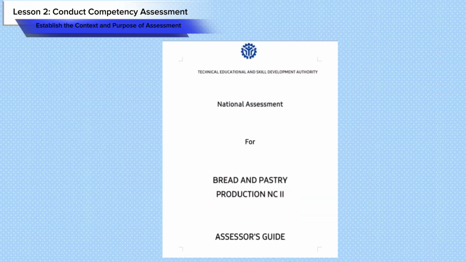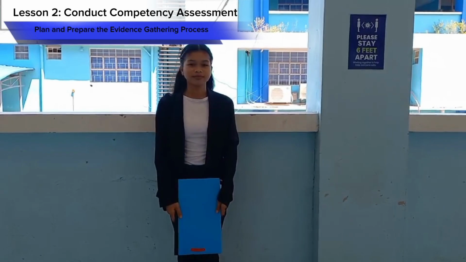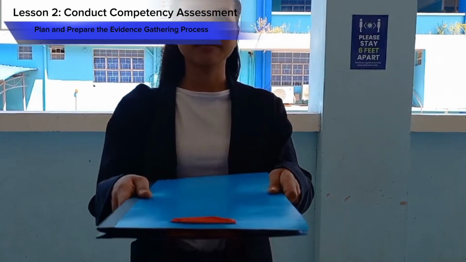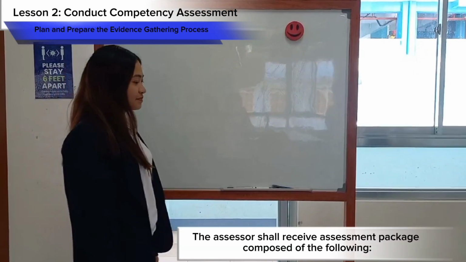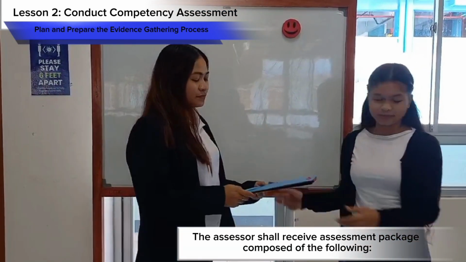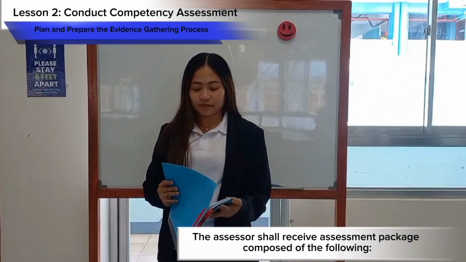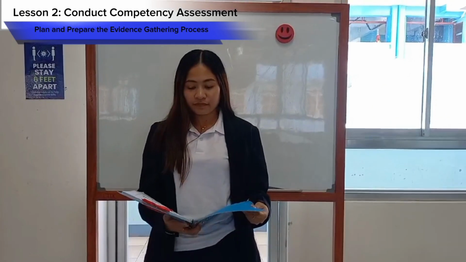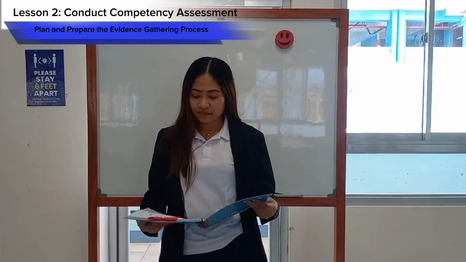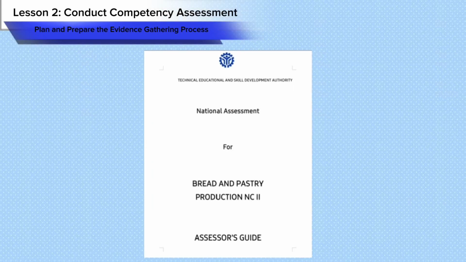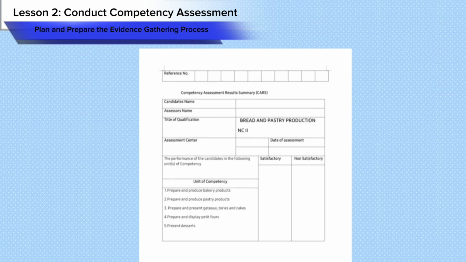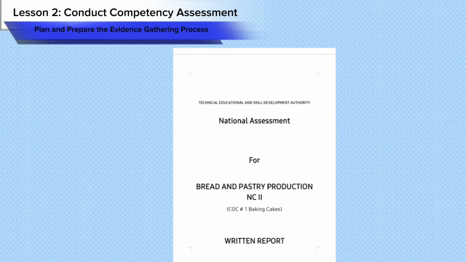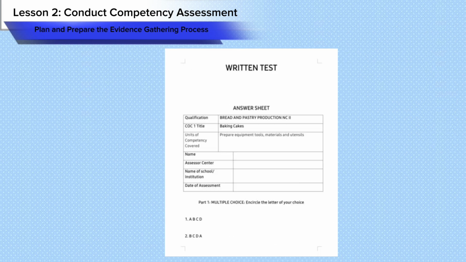Assessor's Guide. Lesson 2, Conduct Competency Assessment. Plan and prepare the evidence gathering process. The assessor shall receive an assessment package composed of the following: one copy of Assessor's Guide, specific instructions for the candidates, competency assessment result summary, written report, and written test.